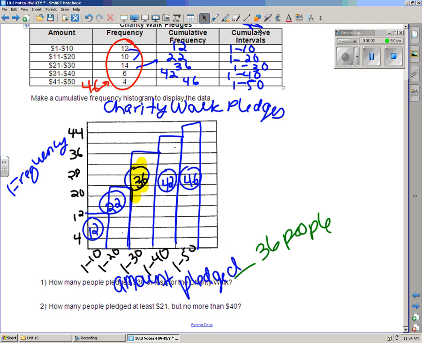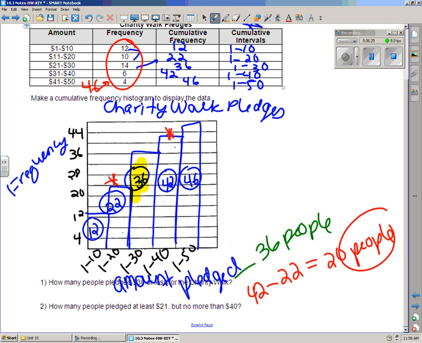So this next one says, how many people pledged at least 21, but no more than 40? So at least 21 means we're looking at those people that are right after this guy, the 22nd person, but no more than 40 means we have to stop at the end of this one, at that 42nd person. So what's really happening is it's really going to be 42 people minus 22 people, or 20 people total for those that pledge at least 21 but not more than 40. That sometimes is hard to kind of figure out. So looking at the actual cumulative histogram might be harder than looking at the regular frequency histogram itself.